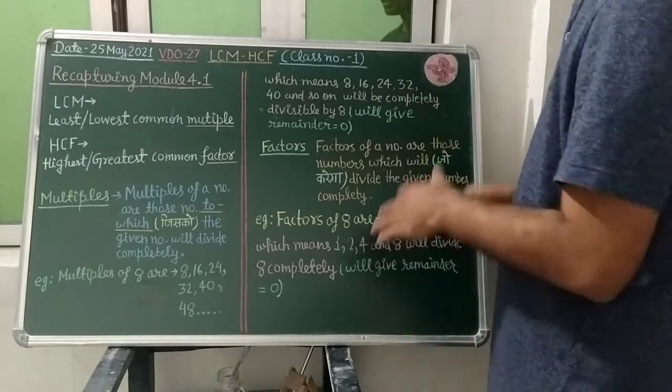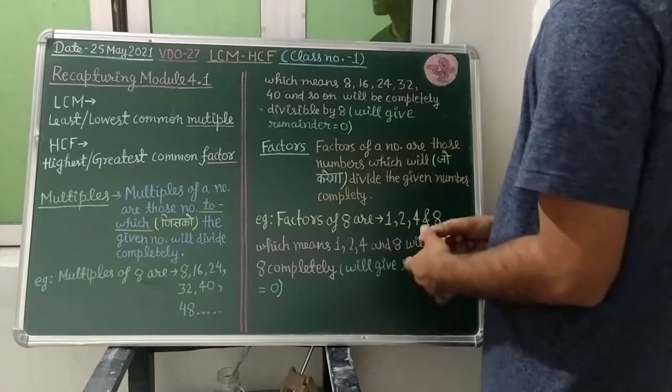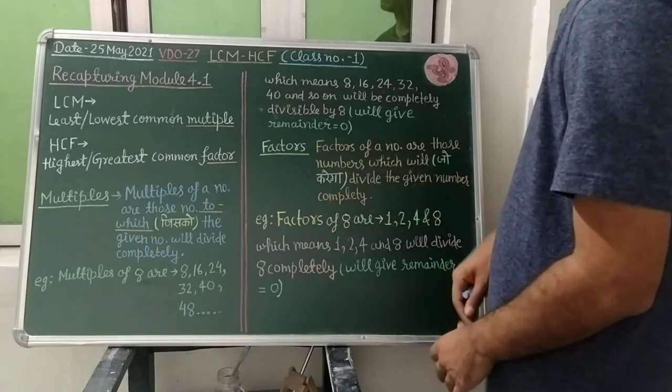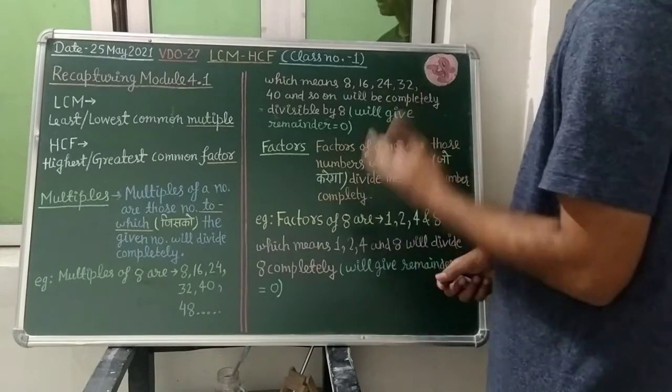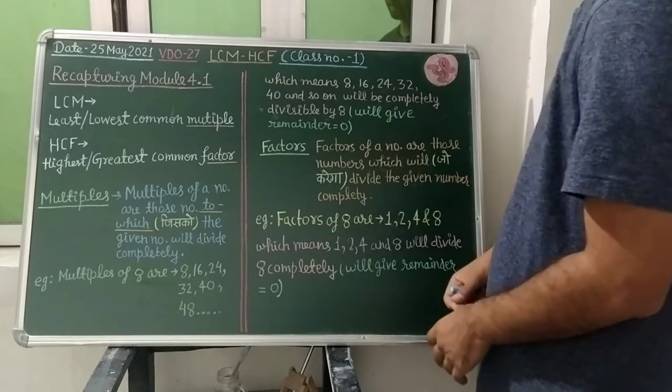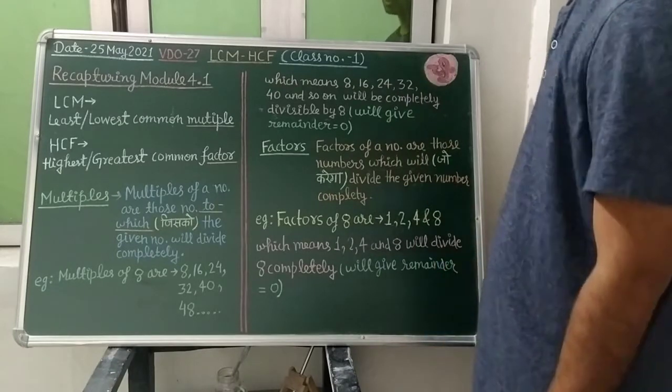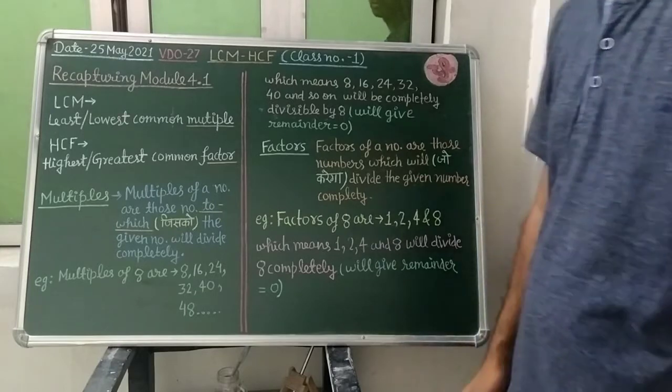Okay, that will be called our multiples and factors. And I am going to give you a better way to differentiate them. So first you can write down these things, then after this I will talk about that.